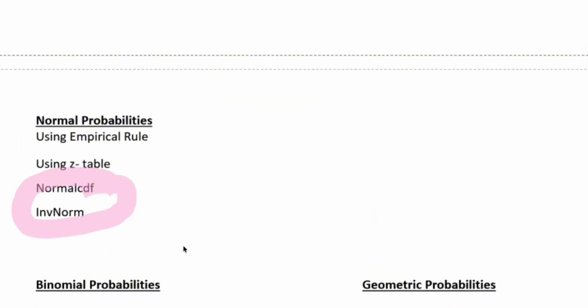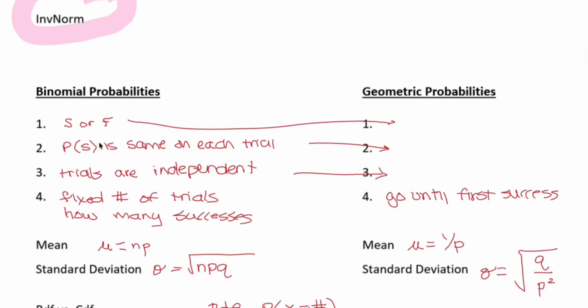And moving on to normal probabilities, we're going to use the empirical rule or the z-table, or we're going to use normal CDF and inverse norm. And those two are the most important methods that you're going to master, because you're going to use them a lot on your calculator, and how nice it is, the calculator just gives you all of the messy values for you.